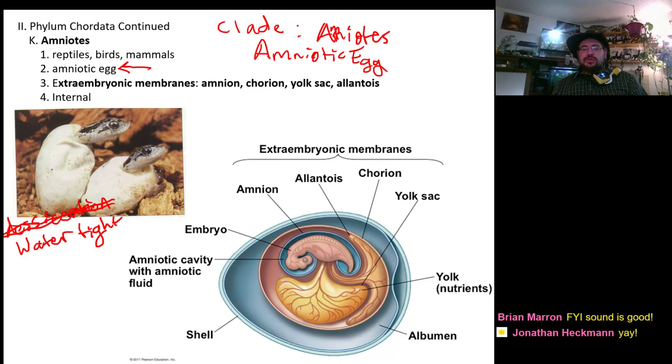And then, in order to support embryonic development, we have a series of embryonic membranes serving important functions. What are those embryonic membranes? Well, we have the chorion, the amnion, the yolk sac, and the allantois.